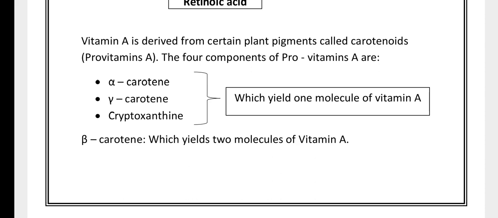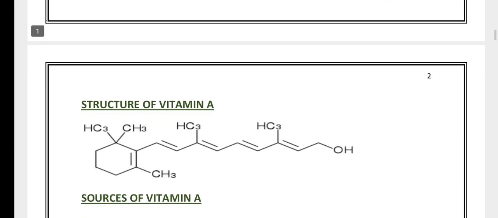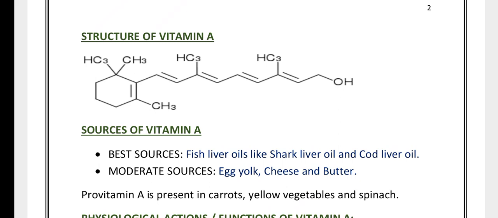In these four provitamin A, alpha carotene, gamma carotene and cryptoxanthin yield only one molecule of vitamin A. But beta carotene yields two molecules of vitamin A. This is the structure of vitamin A. Now we can see sources of vitamin A.